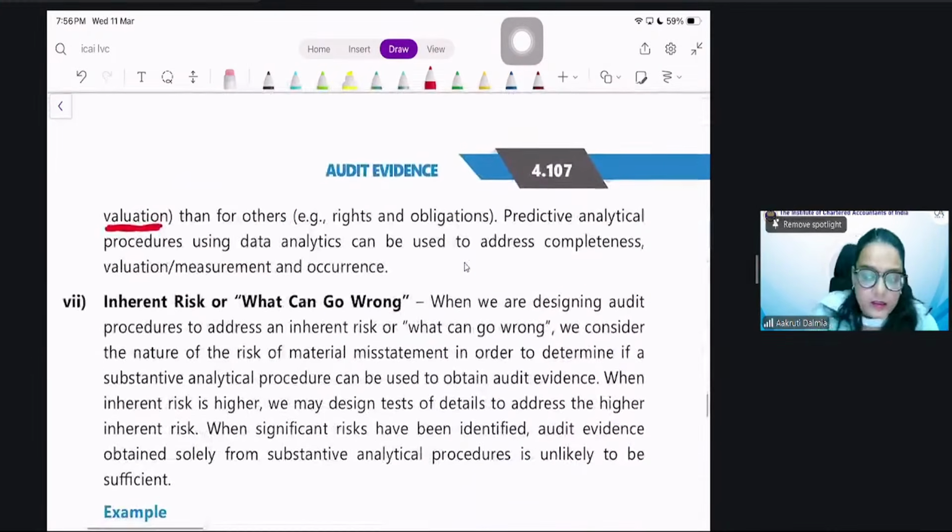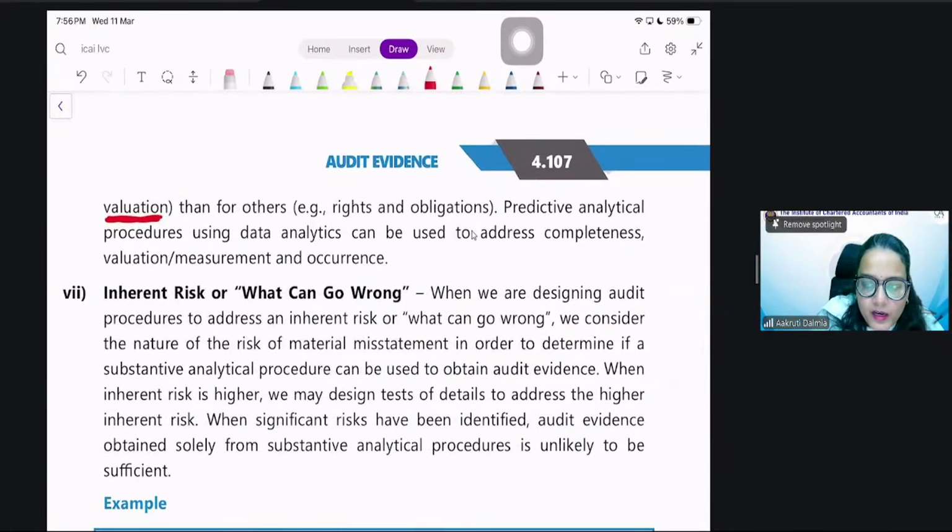Is that clear, Aditi? You asked the question. Is that clear to you? Please let me know quickly so that I can move on. Aditi has vanished. Okay. Since there is no other question, I'm assuming she has understood.